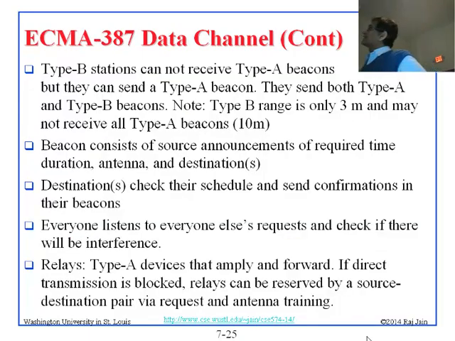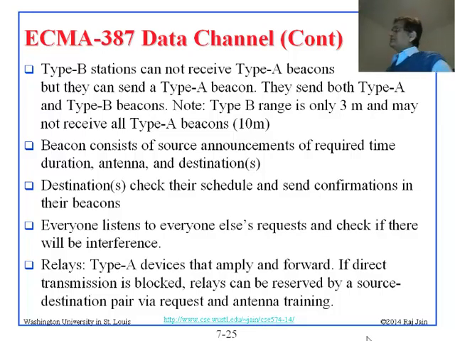Type B stations send to A and B, right? They can send. A beacon consists of the source announcement of the required time, duration, and antenna. We said all this already: that beacon contains everything that I want to do. The destination checks its schedule and sends confirmations in its beacons. Everybody listens to everybody else's requests and checks if there will be interference. So all of this is done in a distributed fashion.